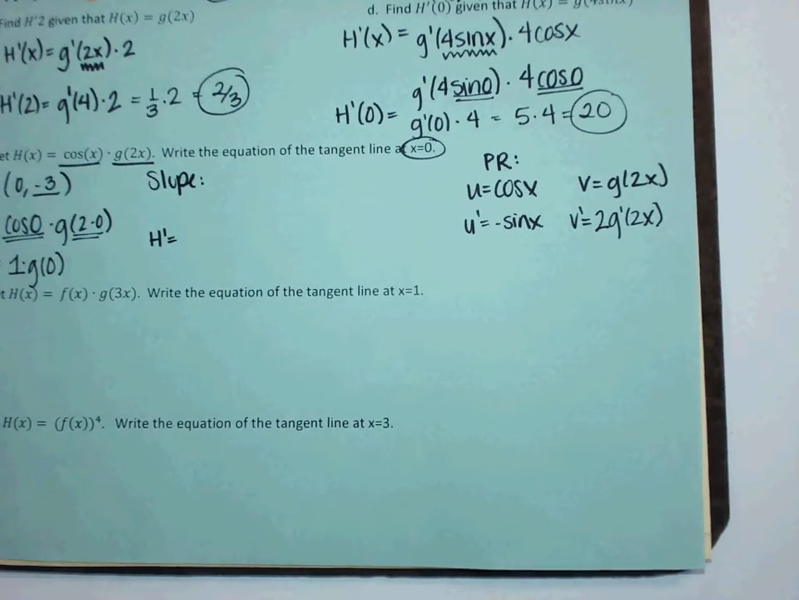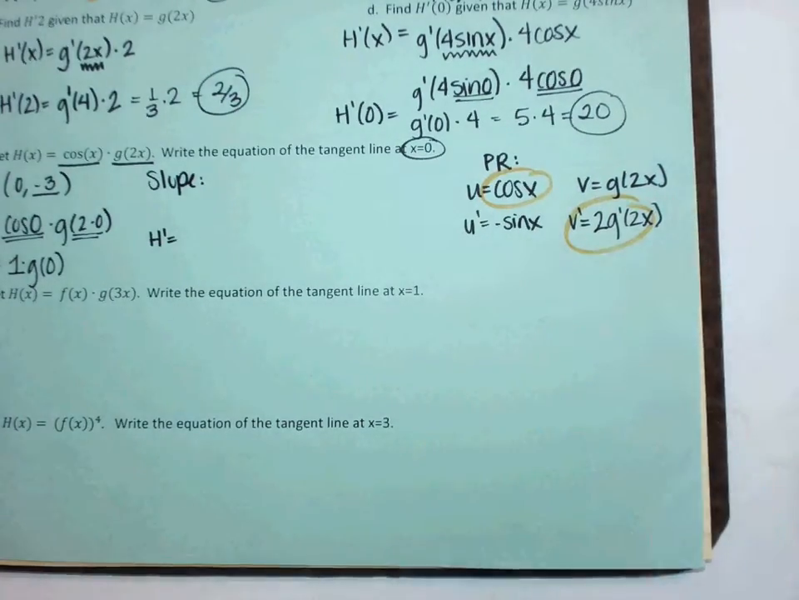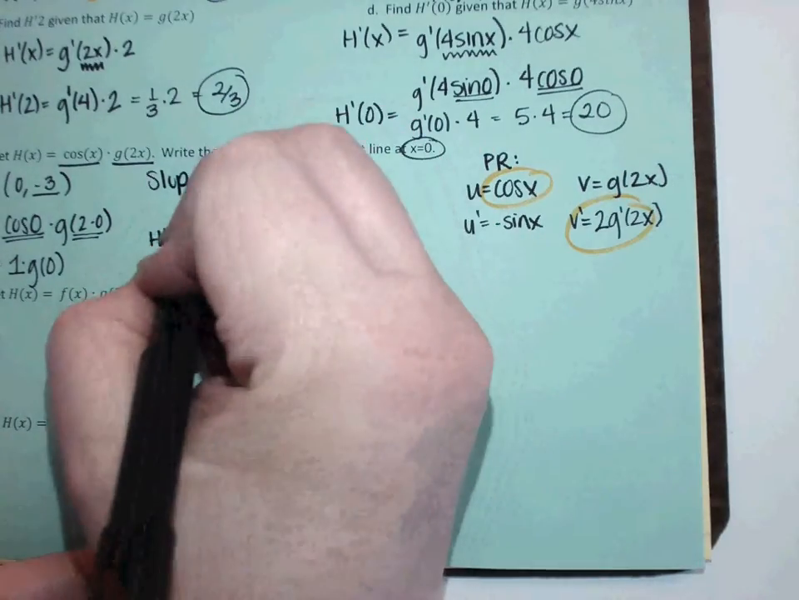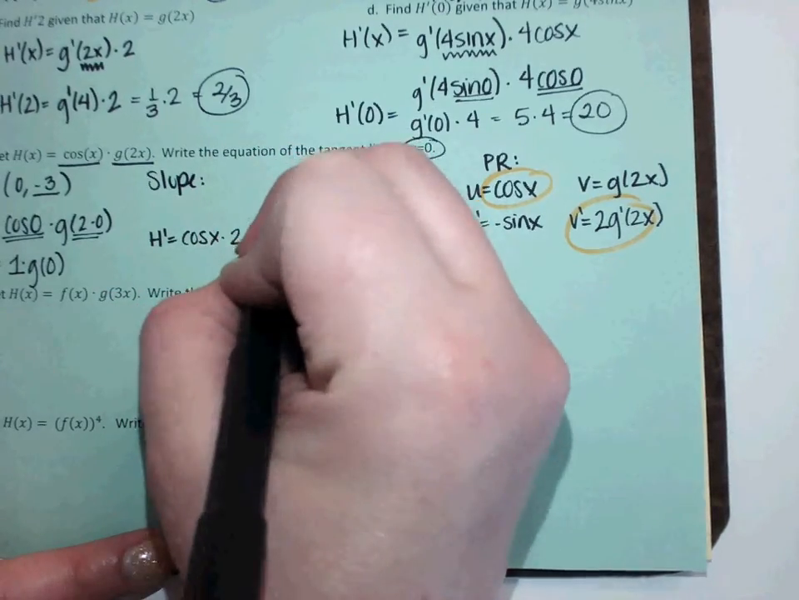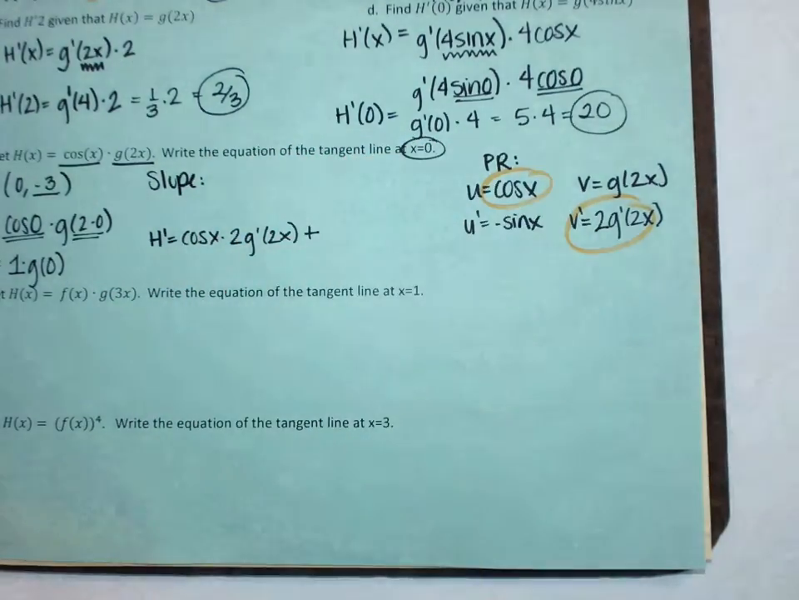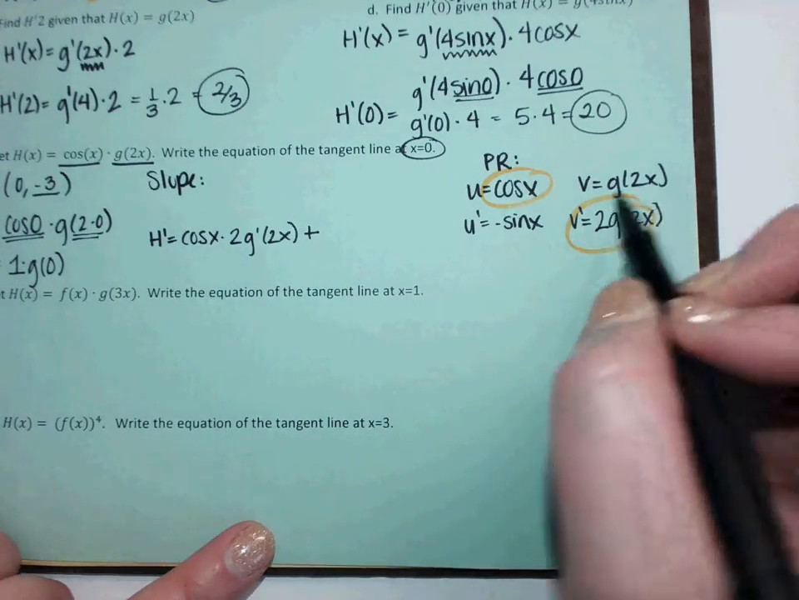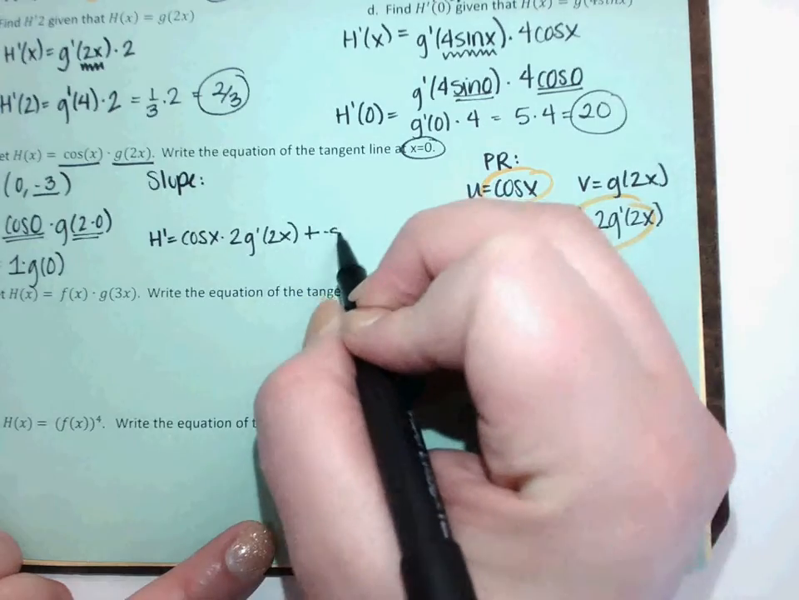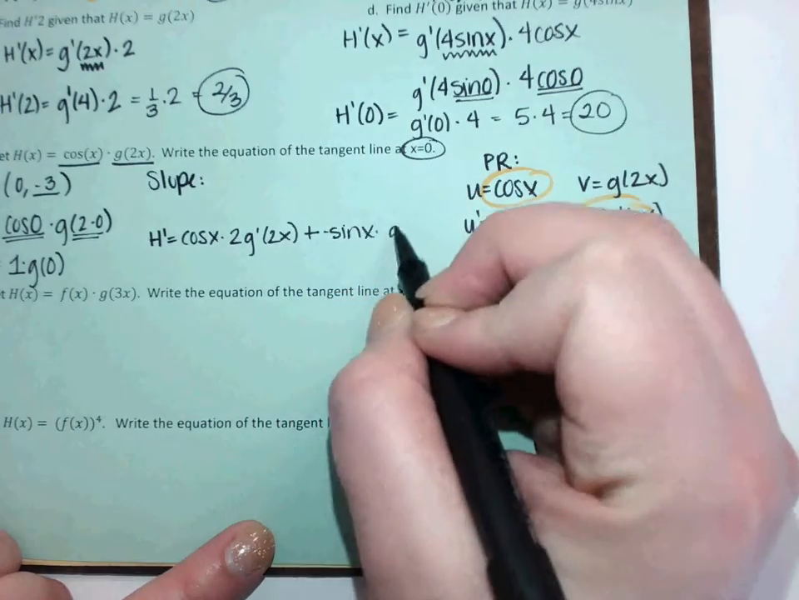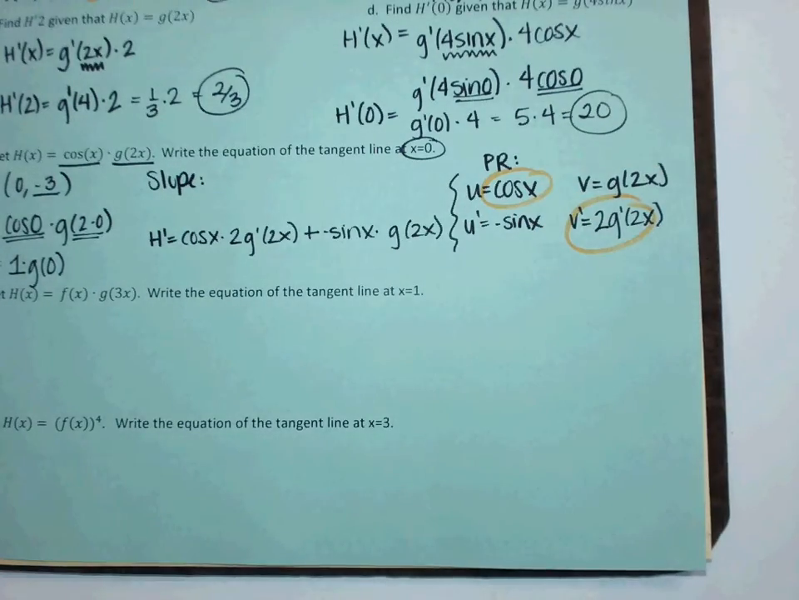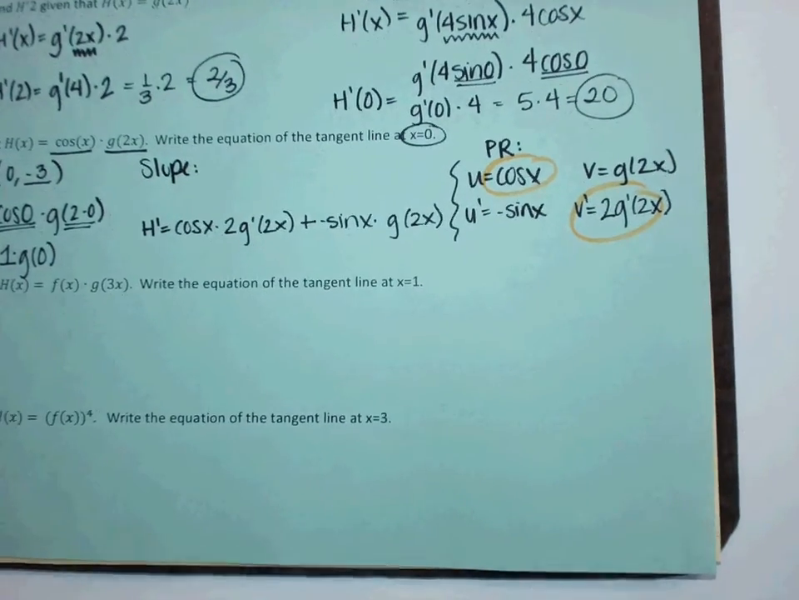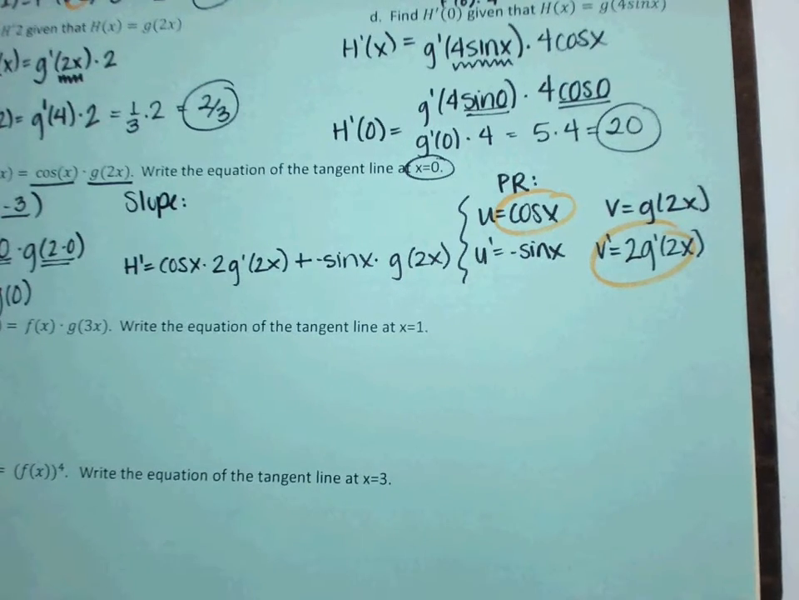So that would be one diagonal plus the other. I'm going to do this one first, but remember, really, it doesn't matter. So I have cosine x times 2g prime of 2x plus, for product rule in the middle. And then my other diagonal is g of 2x times negative sine x. And you want to be really careful about making sure that you're labeling clearly whether it's a prime or a regular, because when I plug in, I don't want to be confused, right?